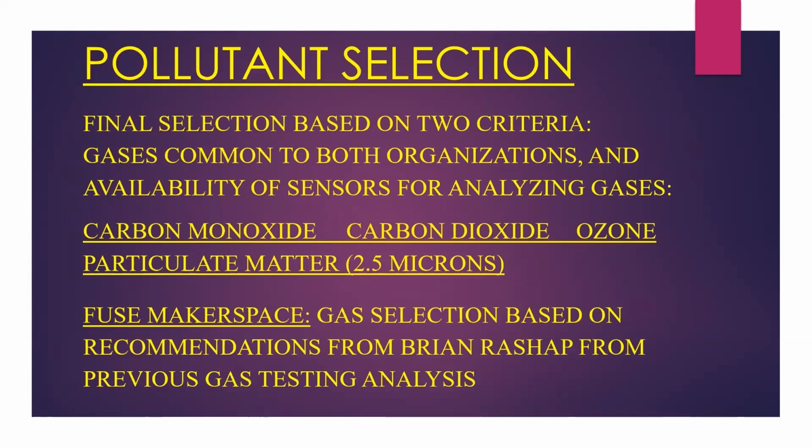And so how did we come up with the pollutant selection? Basically, the final selection was based on two simple criteria: gases that were common to both organizations and the availability of getting sensors for analyzing the gases, which we were greatly helped with from Brian Raship. Although I did also include one of our own sensors that we researched. And we focused on four major gases: carbon monoxide, carbon dioxide, ozone, and particulate matter of 2.5 microns as opposed to larger microns.